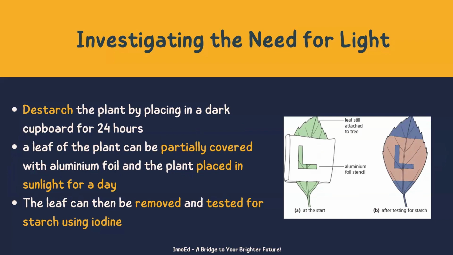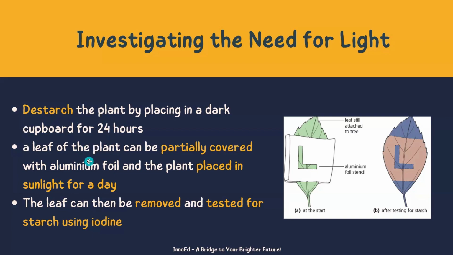Now let's look at the investigation of the need of light for photosynthesis. First of all, we need to destarch the plant by placing it in a dark cupboard for 24 hours because we are going to use the presence of starch as evidence at the end of this investigation.